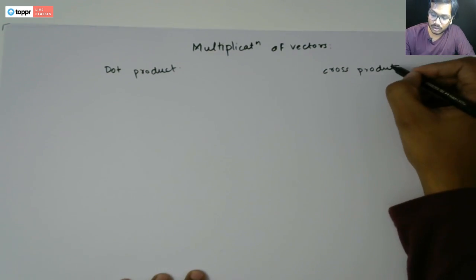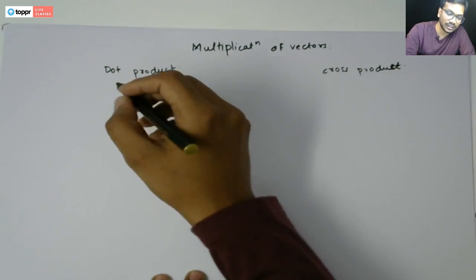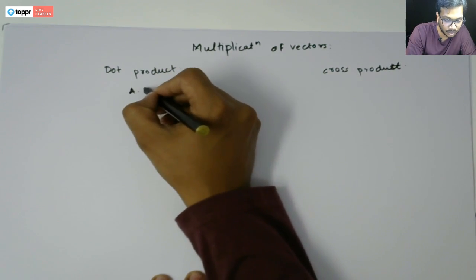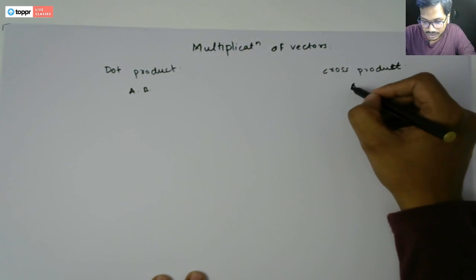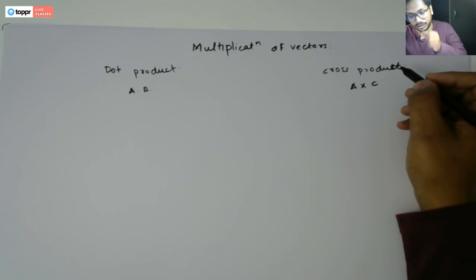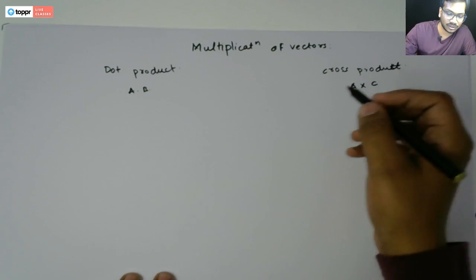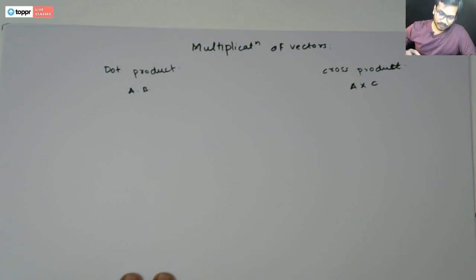Now we represent them also in a similar way. A dot product can be represented by a dot b, and a cross product is represented by a cross b. That is why their names are dot product and cross product. So let's look at dot product first.